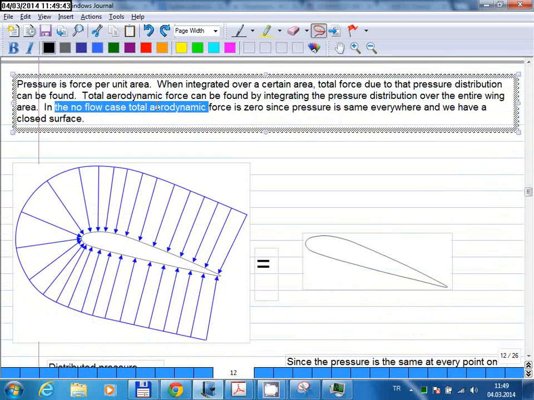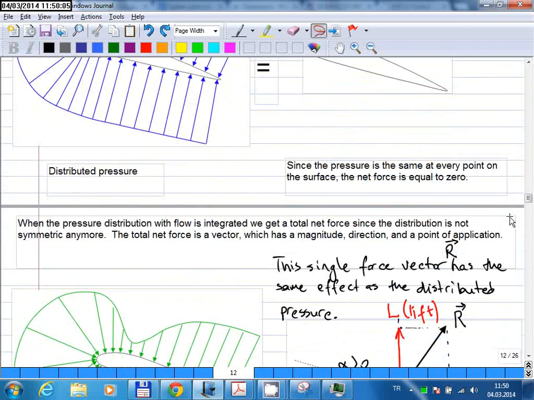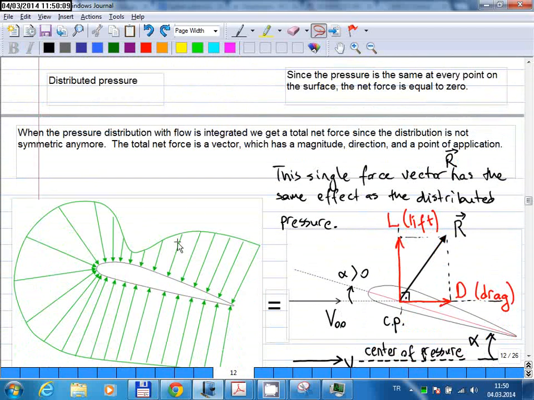In the no-flow case, the total aerodynamic force is 0, since pressure is the same everywhere and we have a closed surface. So you have a closed surface, you start integrating here and go all the way and come back to the point where you started. If the pressure distribution is the same, the integral will give you 0. But in the flow case, that's not the case. You have a changing pressure.